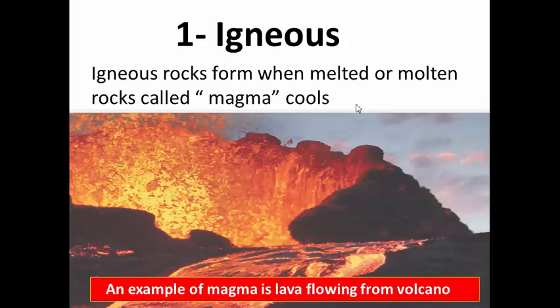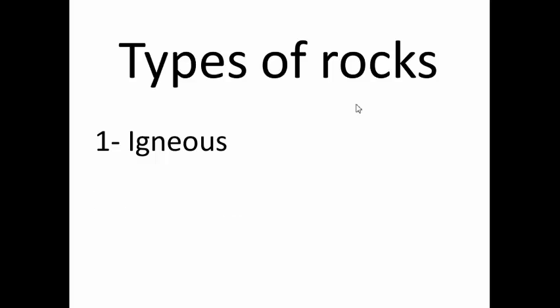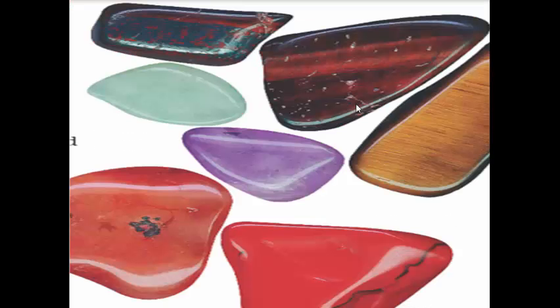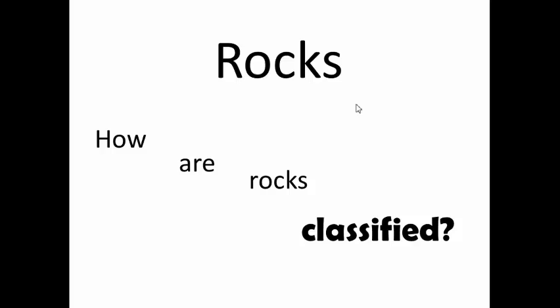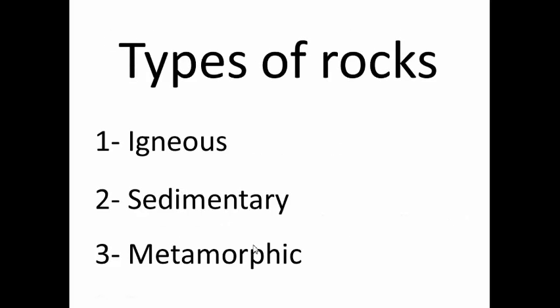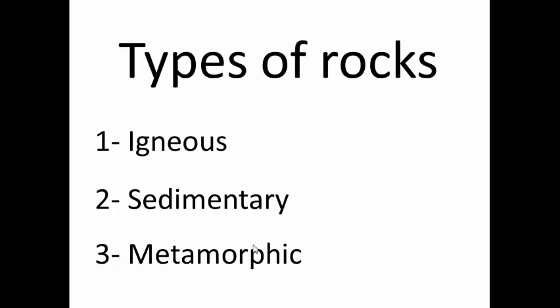I want you to remember with me, we have three types of rocks. We have igneous rocks, sedimentary rocks, and the last one, metamorphic rocks. Now is a classification. How are rocks classified? We learned that scientists classified all these rocks according to how they are formed, the formation of each kind of rock. So we have igneous, sedimentary, and metamorphic. Sorry that I'm repeating these words, because it's the first session.